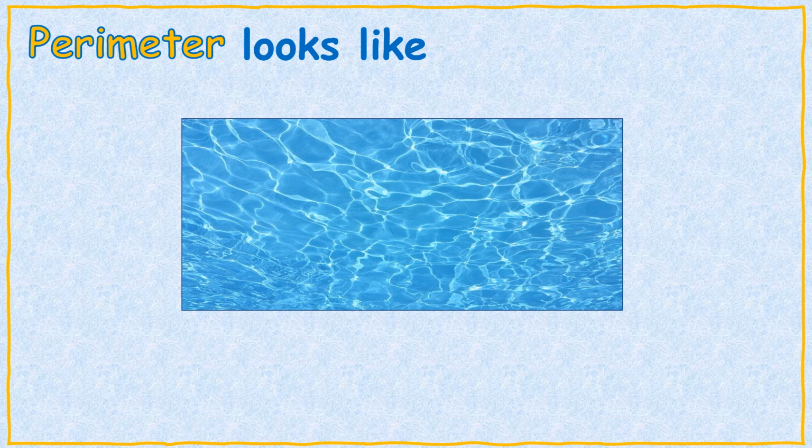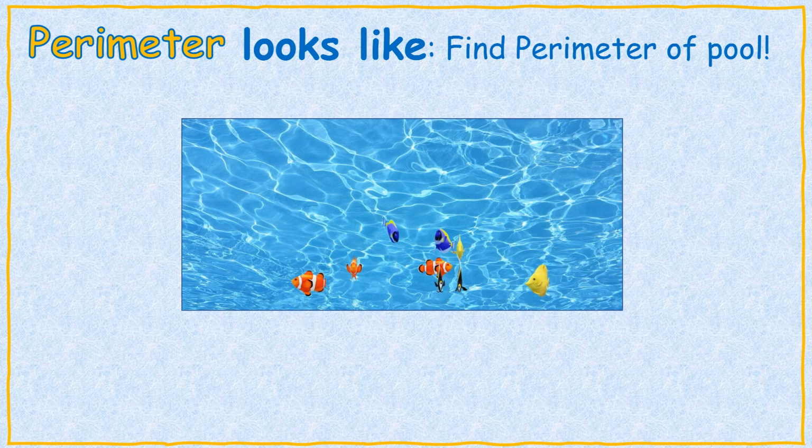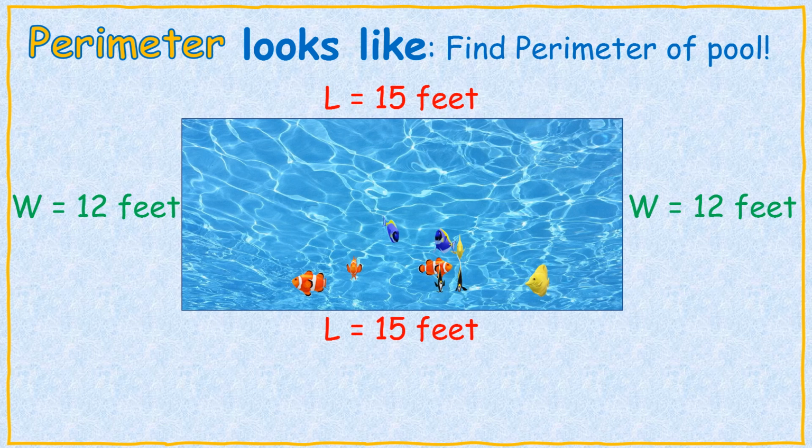Another example of what perimeter can look like is, let's say I wanted to line the pool. I want to find the perimeter of this pool. This is where we're going to take what we know about perimeter, the formula, and we're going to apply it. There's some little fishies swimming around in the pool.